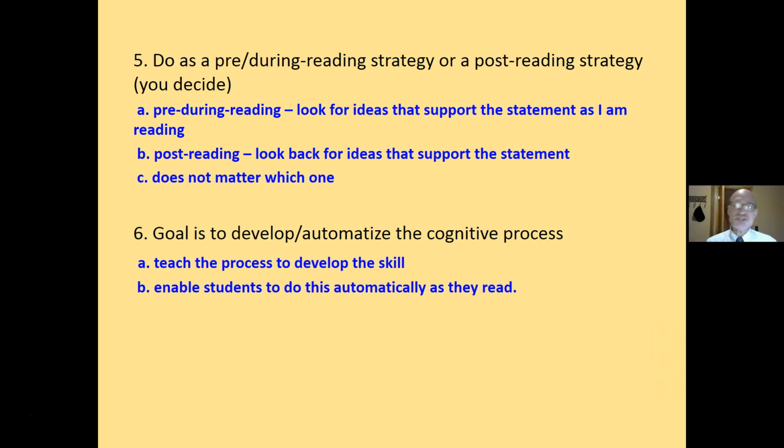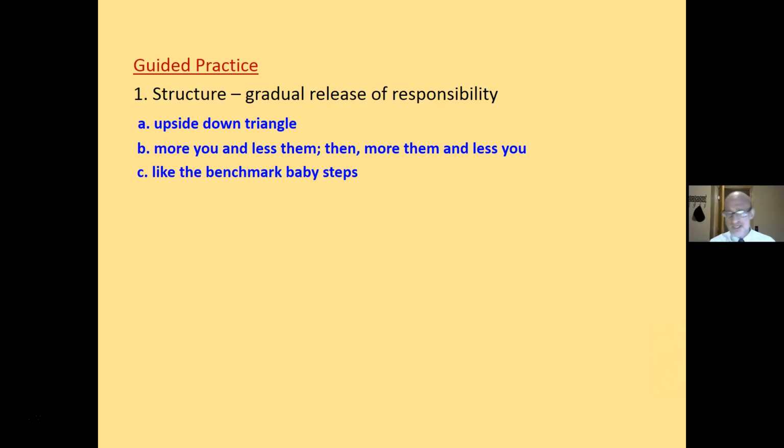Now you can do this study skill strategy as a pre-during reading or a post-reading strategy. You decide. If it's pre-during reading, we're going to look for ideas that support the statement as I am reading. Post-reading, we're going to look back to find ideas. It does not matter which one. You decide and you tell us. And again, the goal is to develop the process, to make it automatic. You teach the process to develop the skills so that students do this without thinking as they are reading.